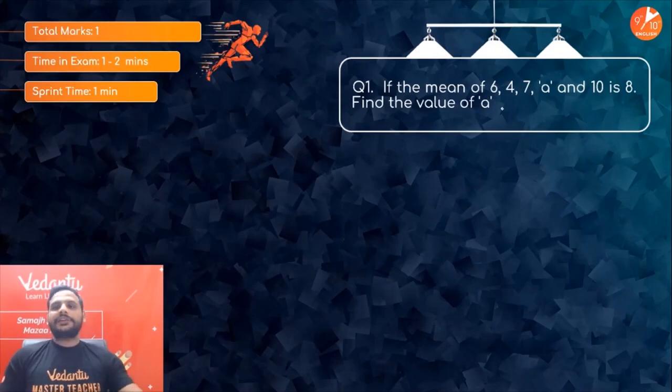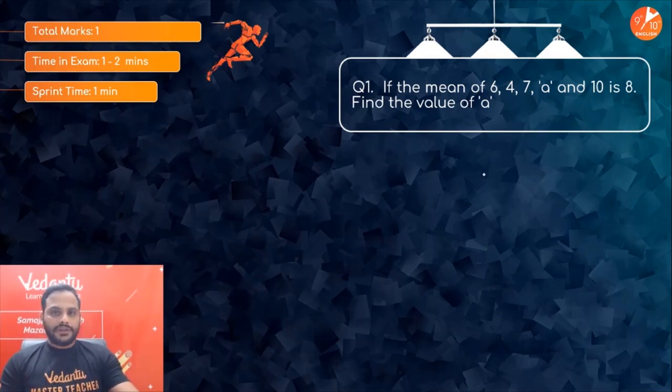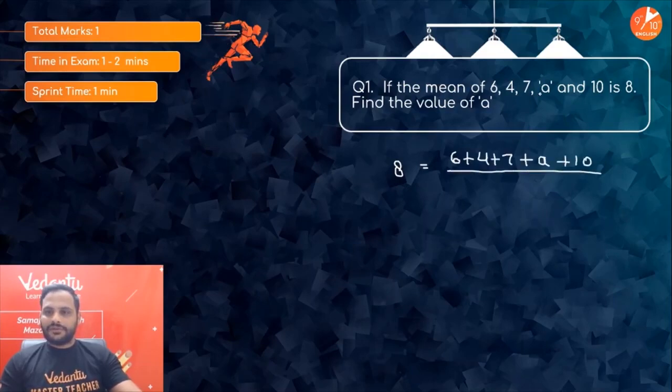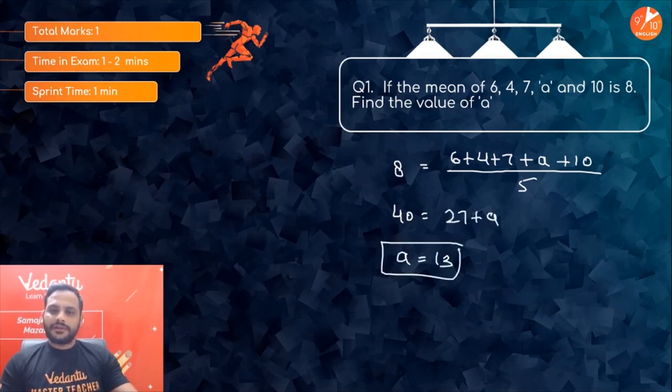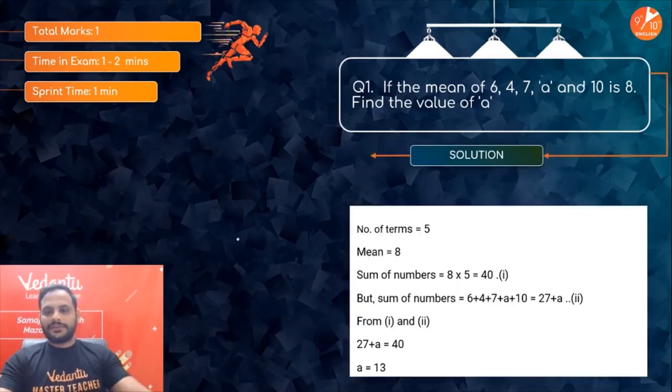Now look at this question. If the mean of 6, 4, 7, A and 10 is 8, find the value of A. Very easy question. This we have been doing starting from 6th or 7th grade. Mean is the sum of the values divided by the number of observations. So mean is given as 8. So I can say 8 is equal to 6 plus 4 plus 7 plus A plus 10 whole divided by how many values? 1, 2, 3, 4, 5. 5 values. 8 5s are 40 is equal to 6 plus 4 is 10, 10 plus 10 is 20, 27 plus A. You will get A is equal to 13. Done. What is in this question? Nothing in this question. Next question.